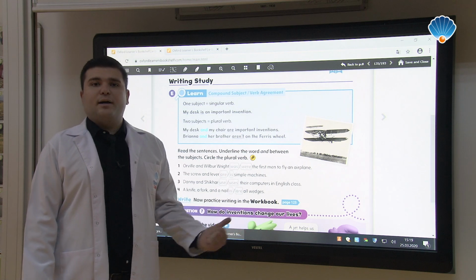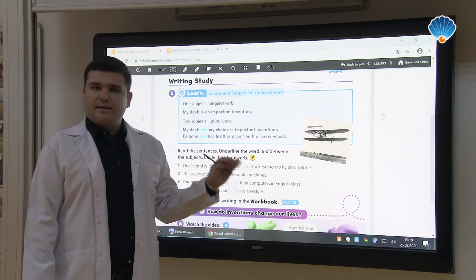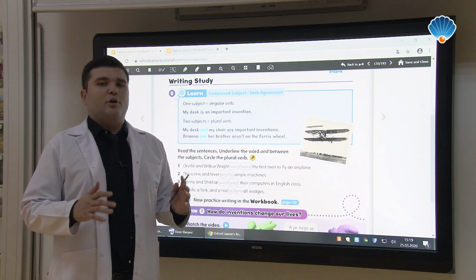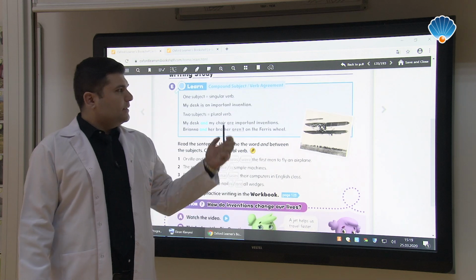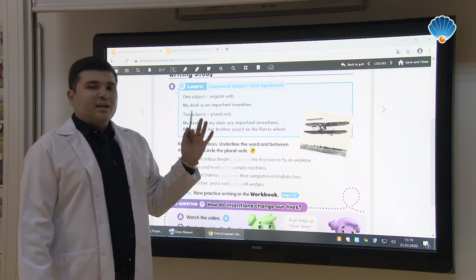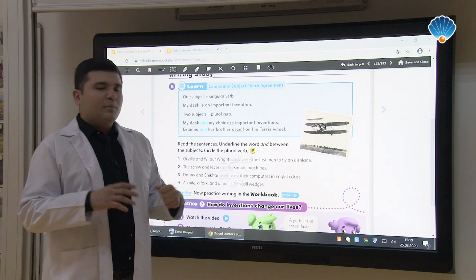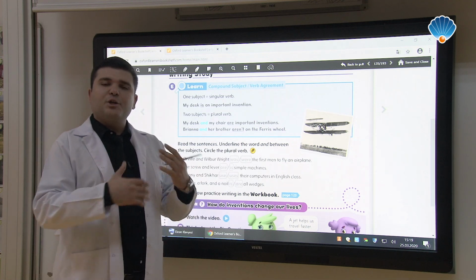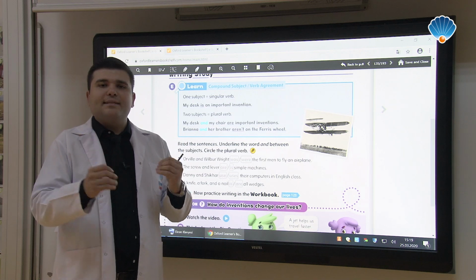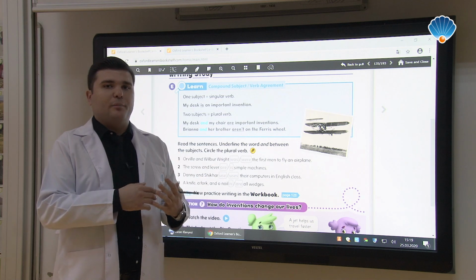So this is the last part of unit 13. We have the last grammar part, and then we will move on with the workbook, and I will just finish unit 13. This part is called compound subject and verb agreement. You know this subject, it's easy, okay? But I want you to remember again, and I don't want you to make a mistake about this topic, okay?